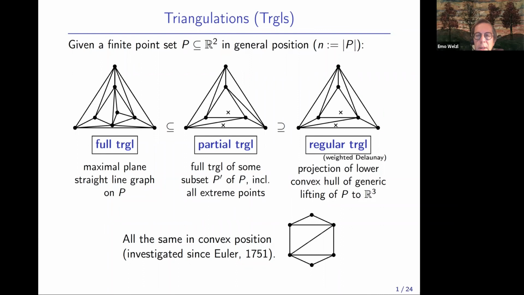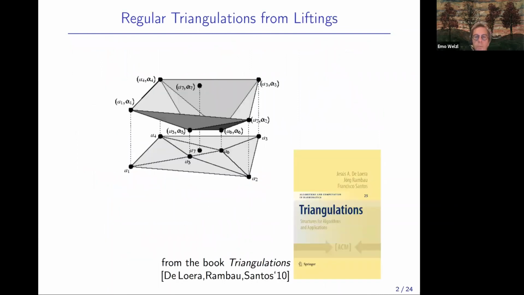And now let's see what we learn about them. Here is an illustration of the lifting. You have the points in the plane, and you lift them, and then you take the convex hull, and then you project back the edges of the convex hull, and then you get the triangulation.